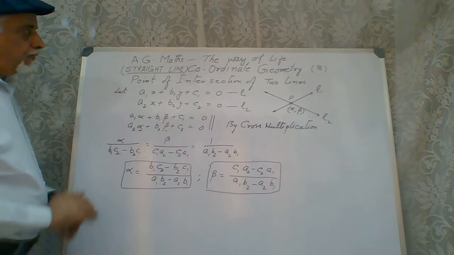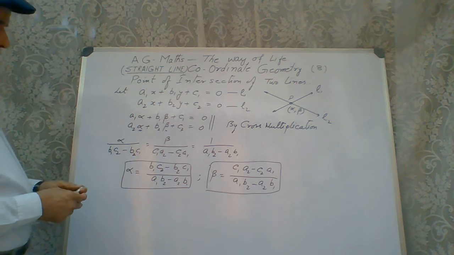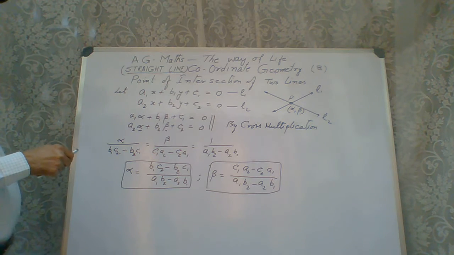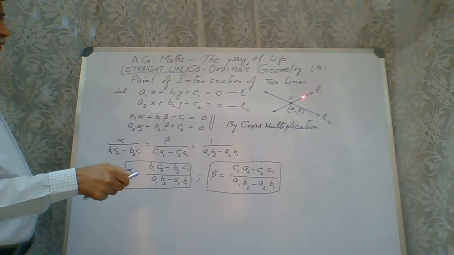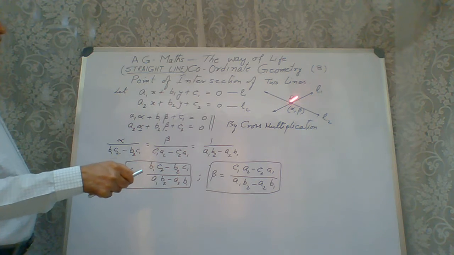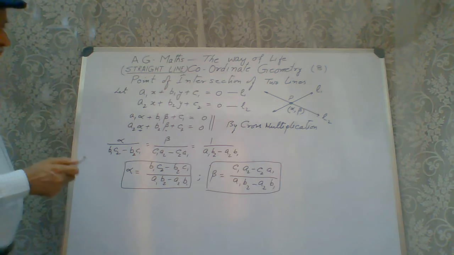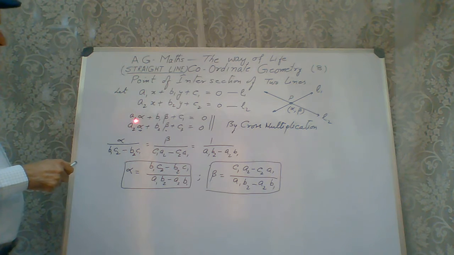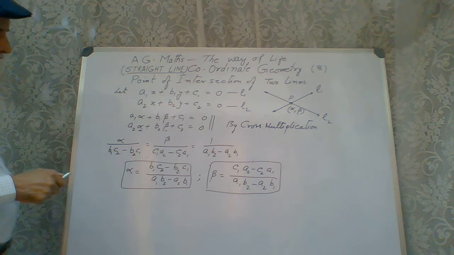I'll explain again. We have taken two lines, a1x + b1y + c1 = 0, and we are calling this line the first line L1. Second line we have taken a2x + b2y + c2 = 0, L2, which is written here. L1 is this line and L2 is this line. L1 and L2 are intersecting at the point P, alpha beta. Now alpha beta is lying on both the lines, so they will satisfy the equation. That's why instead of x and y, in the first equation I have written alpha beta, and in the second equation also.